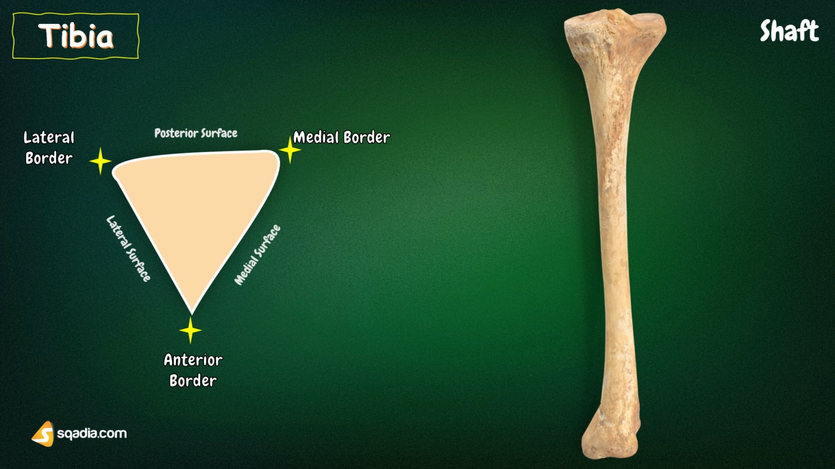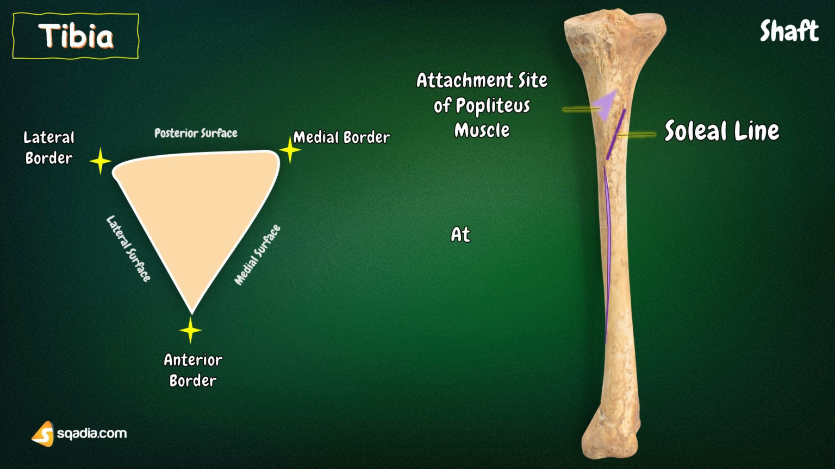The posterior surface lies between the medial and the lateral border. Important landmarks can be found on the posterior surface. Here you can see a line. It is named as soleal line. Soleus muscle is attached here.